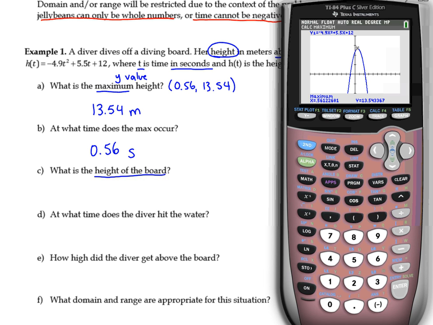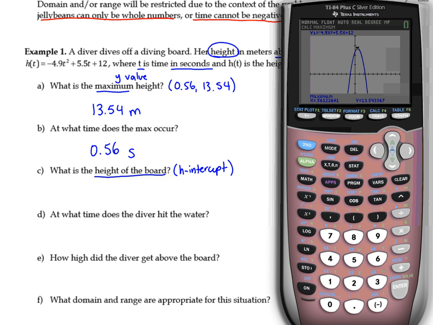Sky, do you think you know what it is? Oh, I thought you had. The height of the diving board. Yeah? Idea? Not the first x-intercept. The h-intercept. Yeah, the y-intercept. It's where we begin, right? At time 0, is the diver on the board? Yeah. So we want the h-intercept or the y-intercept.